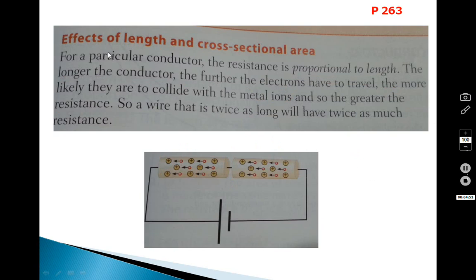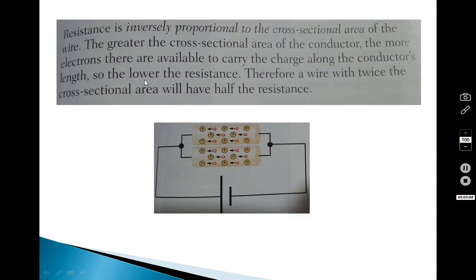Okay, so this is the first factor that affects resistance, which is the length of the conductor. Now we will move to another factor, which is cross-sectional area. As we can see here, this is the cross-sectional area. If we have one part here, or we have twice the cross-sectional area, resistance is inversely proportional to the cross-sectional area of the wire.